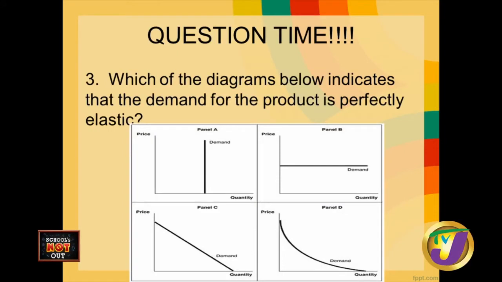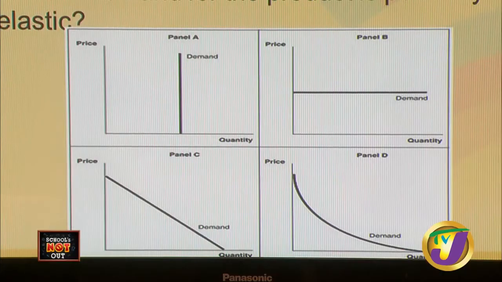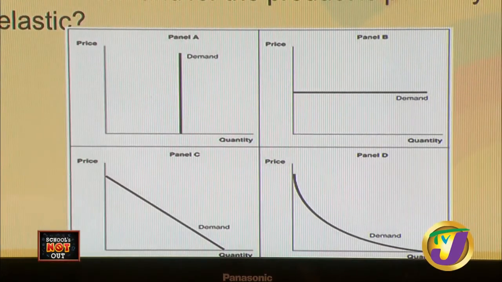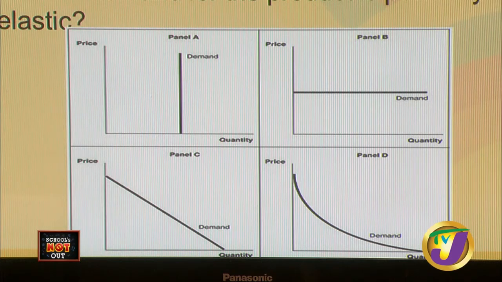Now let us look at this question. Which of the diagrams below indicate that the demand for the good is perfectly elastic? You have panel A, demand curve is vertical. Panel B, it's horizontal. Panel C, it's constant. And panel D, it bows to the origin. And your answer is, yes, you got it right. It's panel B. And this is one of the questions that you'll see very popular in multiple choice, asking you to identify the demand curve for the good.